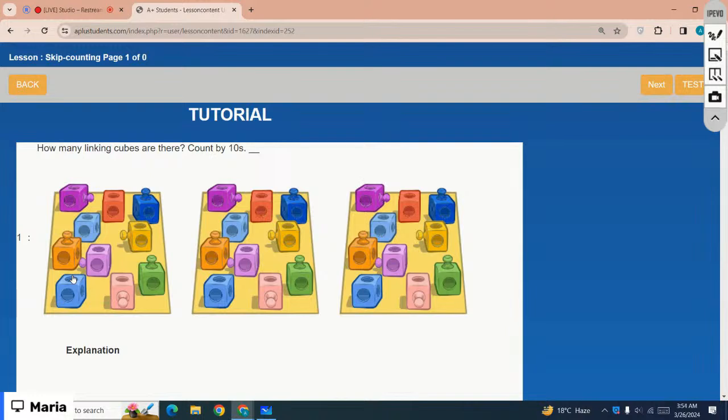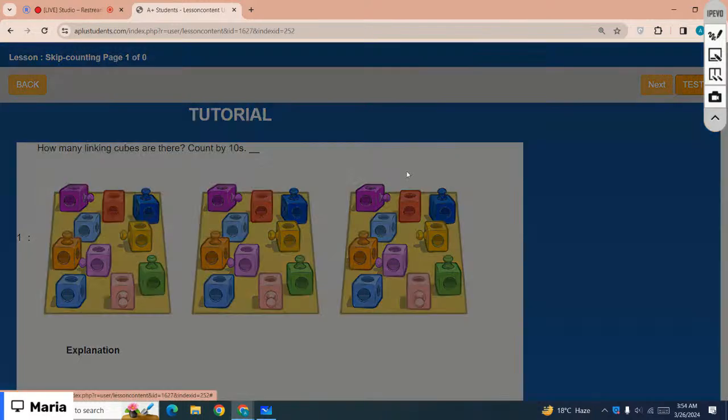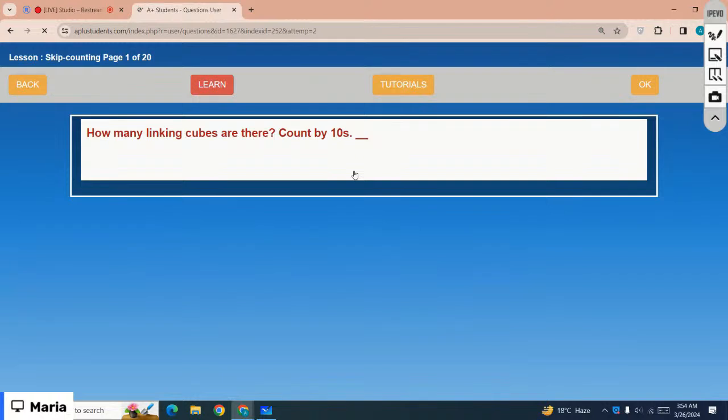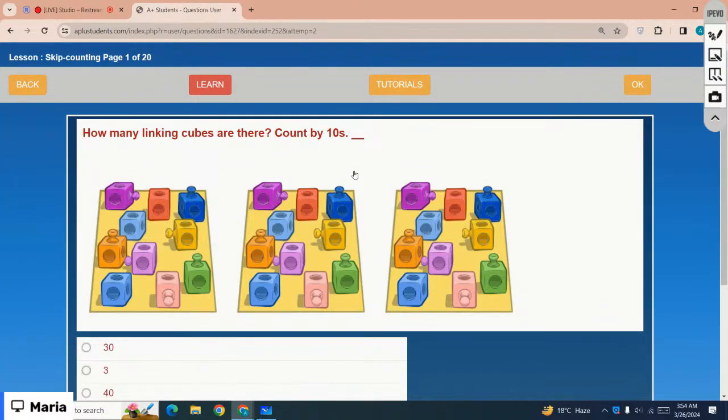Basically, you skip 9 numbers. That's how you count by 10, right? Let's start with the test questions. How many linking cubes are there? You have to count by tens. So which is the correct option? That's the one we just did in the tutorial. You have 10 linking cubes on each square, so you have 10, 20 and 30. That means in this question you have 30 linking cubes. The correct option is 30, right?